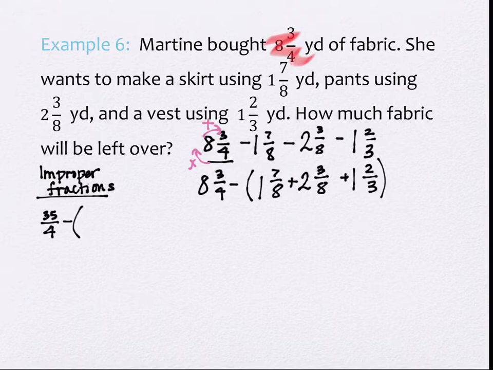Minus, and then I'm going to do the other 3 all in parentheses. So I have 1 7/8. 8 times 1, plus 7, so I have 15 over 8. I have 2 3/8. So 2 times 8, plus 3, is 19 over 8. And then the last one is 1 2/3. So 3 times 1, plus 2, is 5 over 3.